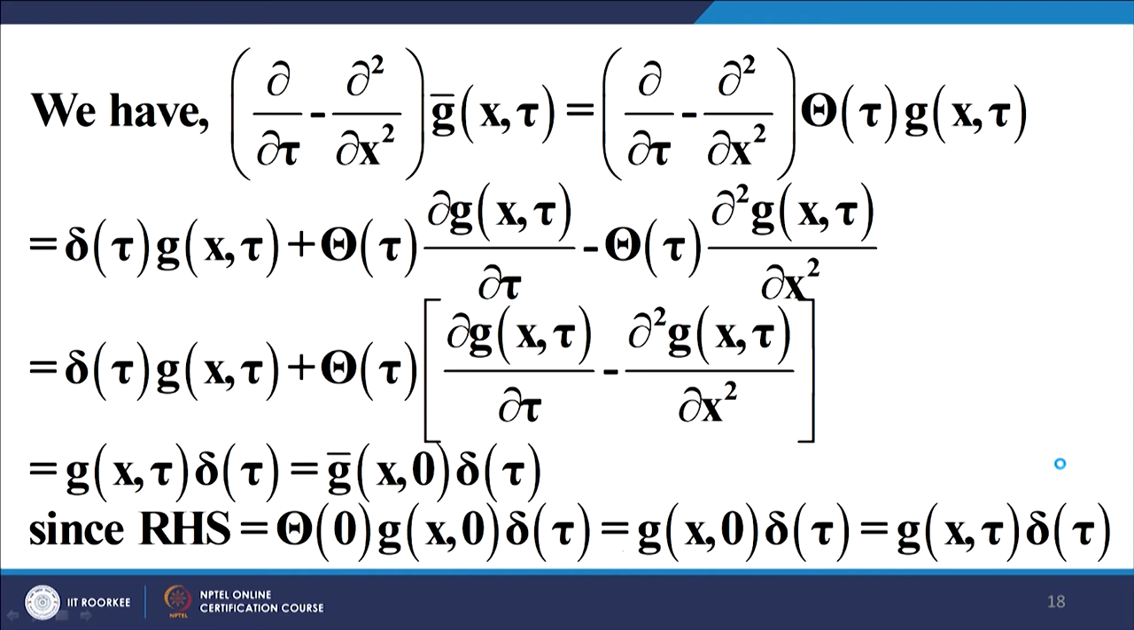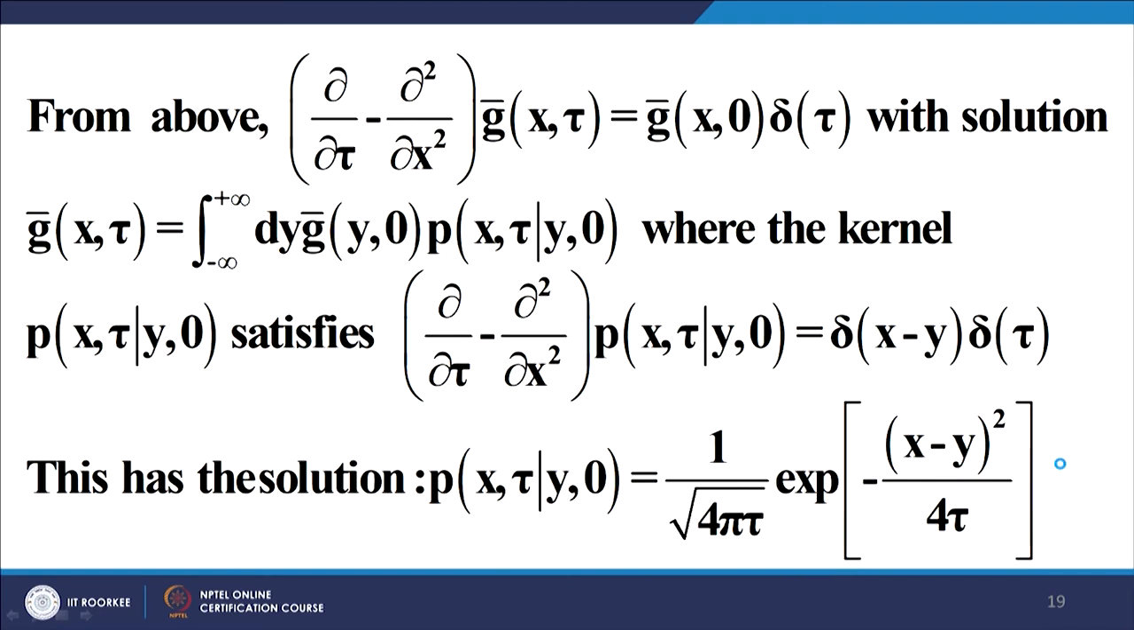The rest of it is quite straightforward, and that gives us the expression delta tau g x tau, which can be simplified and written in the form of g bar x 0 comma delta tau, keeping in view the property of the Dirac delta function. So, that being the case, now the solution of this equation is readily obtained from the Green function, and we have the solution as the expression given here in the second line in this slide.